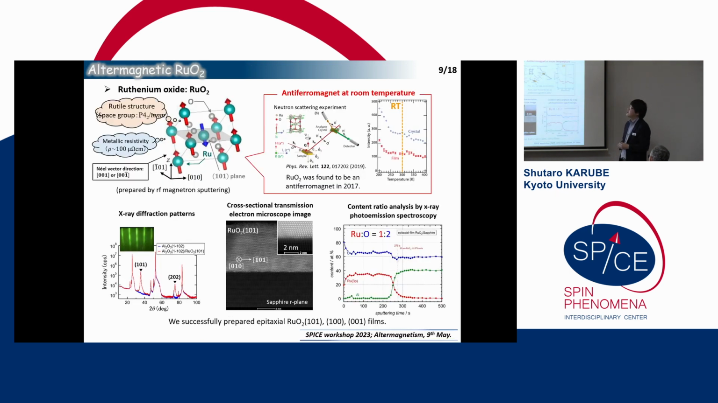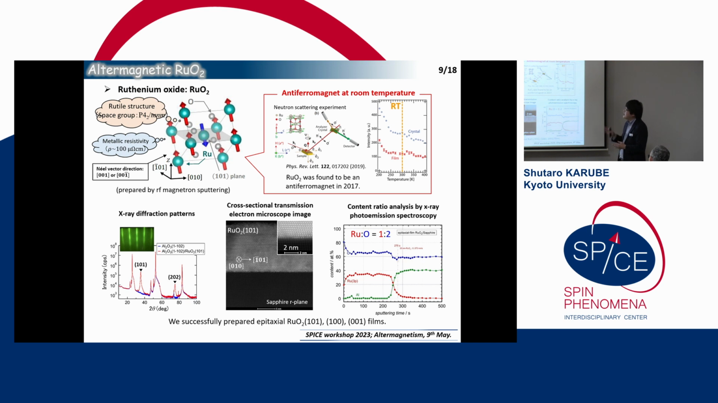So here let's focus on the altermagnetic ruthenium oxide. This oxide has a rutile structure, we know, and further the metallic resistivity around 100 micro-ohm centimeter, and the Néel vector direction is the 001 or the 001 bar direction. So this oxide was found to be an antiferromagnet in 2017, surprisingly, by means of the neutron scattering experiment.